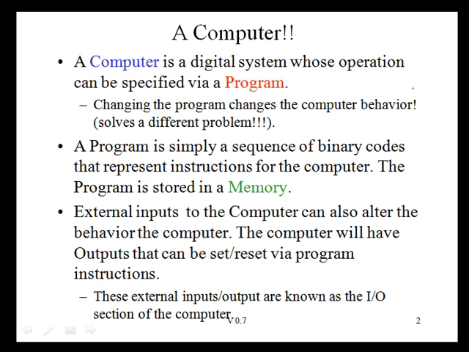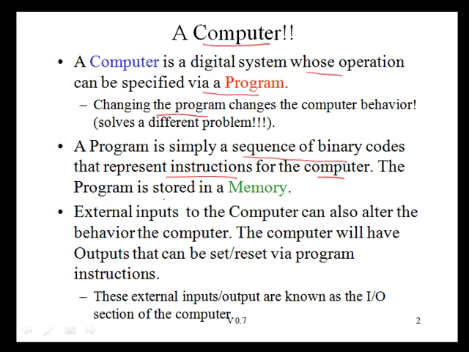So what is a general purpose digital system that can be used to solve multiple problems? That's easy. It's a computer. A computer is a digital system whose operation can be specified via a program. To change the behavior of the computer, we simply change the program. So what the heck is a program? Well, a program is a sequence of binary codes that represent the instructions for the computer.